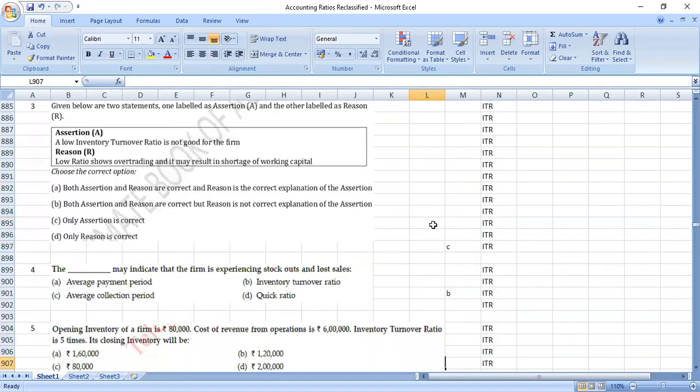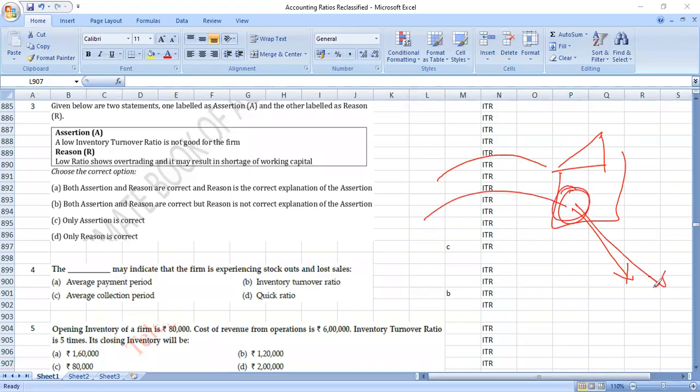Given below are two statements, one labeled as assertion and the other as reason. A low inventory turnover ratio is not good for the firm. See, inventory turnover ratio is the number of times inventory reaches the company's godowns and gets exhausted completely. How many times it comes in, completely becomes 0, again comes in, completely becomes 0. So basically, it is the number of times you are purchasing the inventory. On a broader level, this is what inventory turnover ratio is: how many times you're exhausting the inventory.